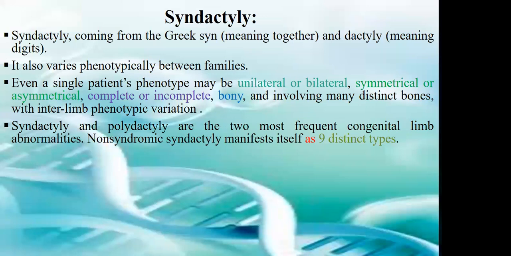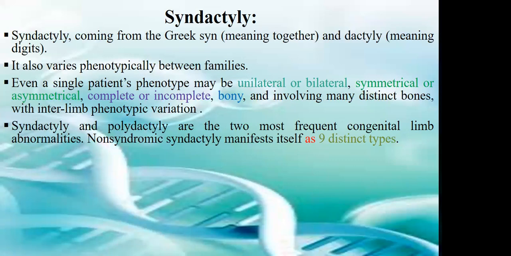Patients can show different degrees of difficulty, and the combination of the fingers will be complete or incomplete. A single patient's phenotype may be unilateral or bilateral, symmetrical or asymmetrical, complete, incomplete, bony, and also involving many distant bones with interfamilial phenotypic variation. It means the occurrence of this disorder depends upon family to family or patient to patient.